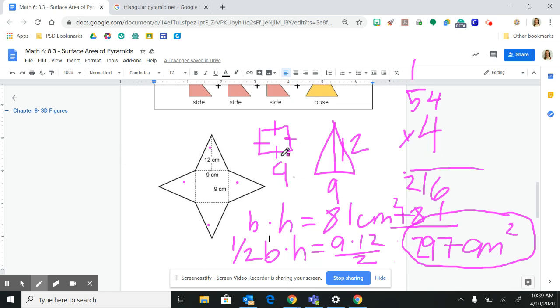And this, you all know how to find the area. So really, with finding the surface area, you just have to make sure you're calculating the area for each of your shapes.